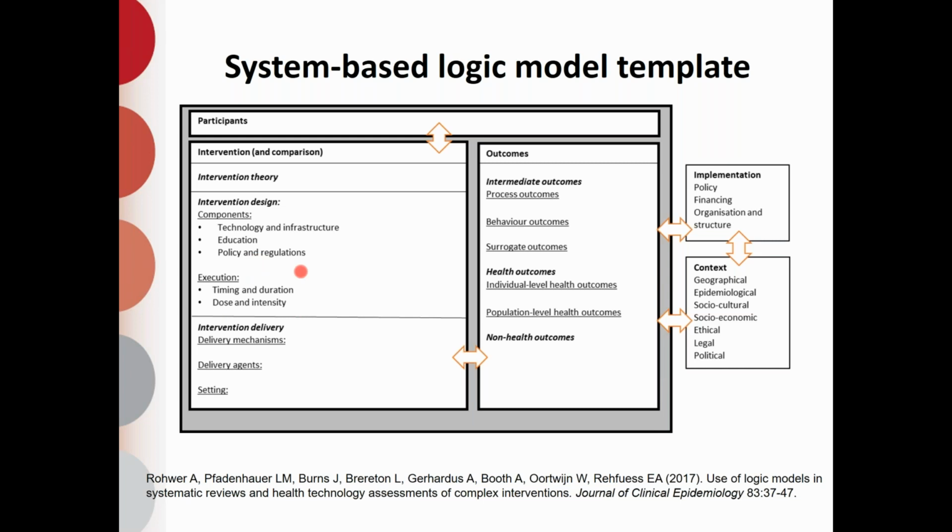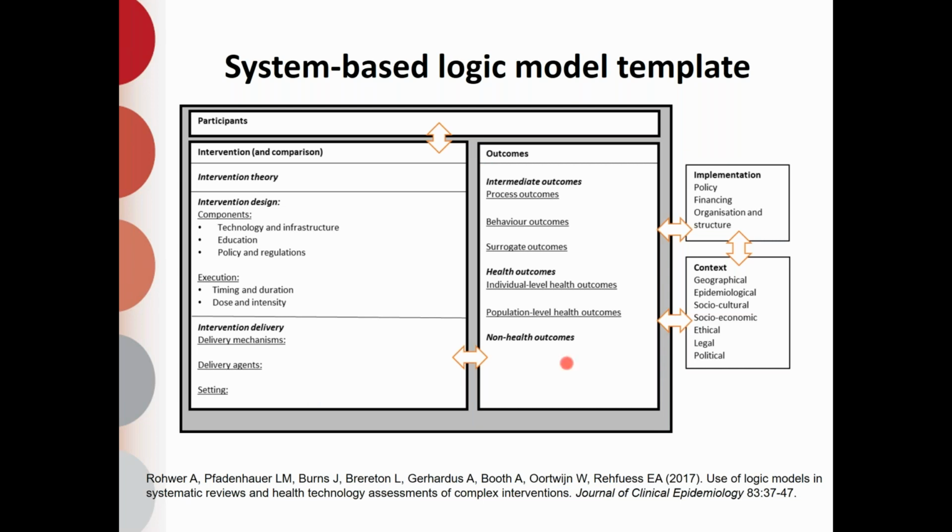And then also, how was the intervention executed? There might be variations in duration and timing, or dose and intensity, all these things that you need to consider. In terms of intervention delivery, it's who delivered the intervention, how was it delivered, and where was it delivered. So that can also play a role in the whole system.